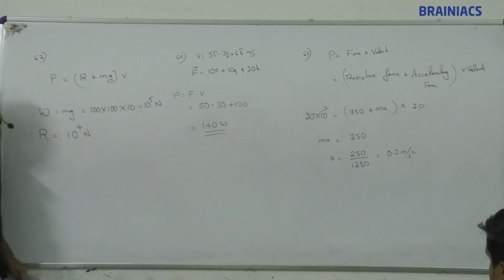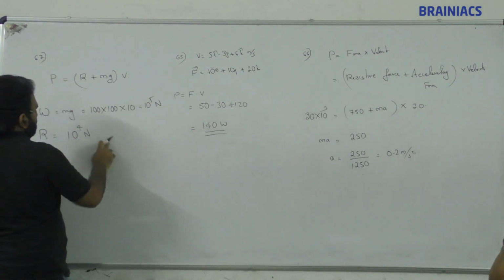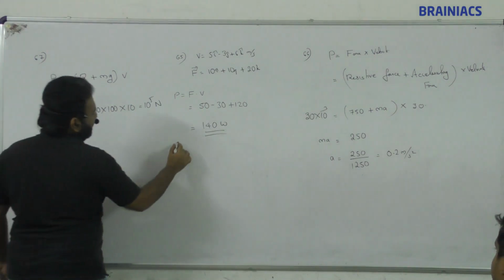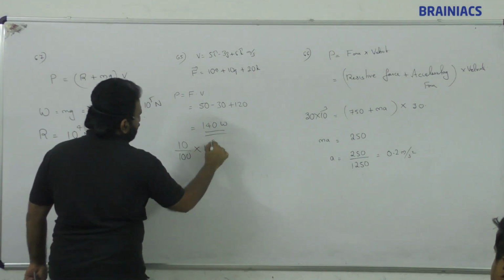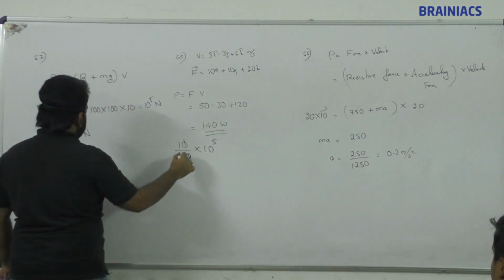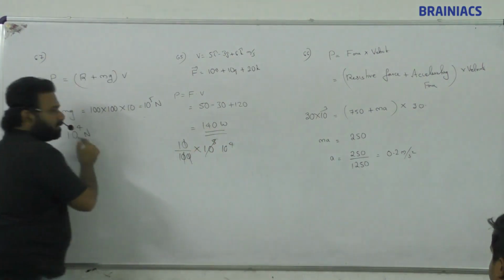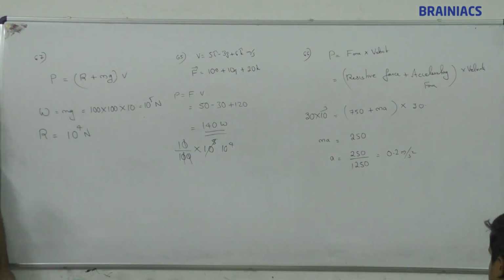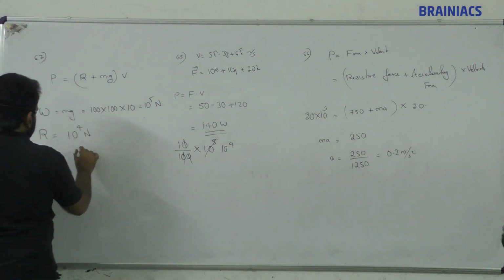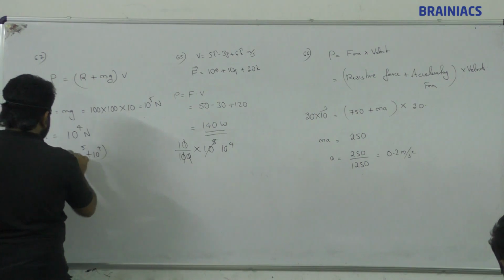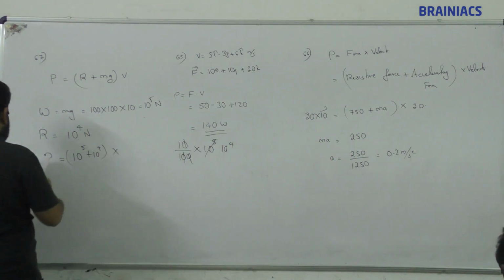Now this one is actually, so this is going to be, how much will come? 10 by 100 into 10 raised to 5. If we cancel, this will become 10 raised to 4. Clear? Resistive force: 9% friction, 1% air friction. Clear or what? So now power is equal to total force, 10 raised to 5 plus 10 raised to 4, into how much is the velocity?